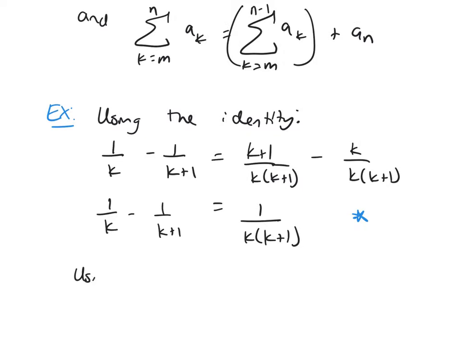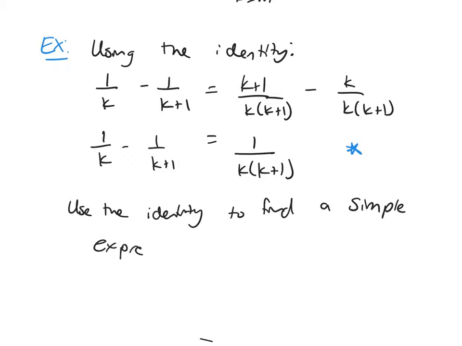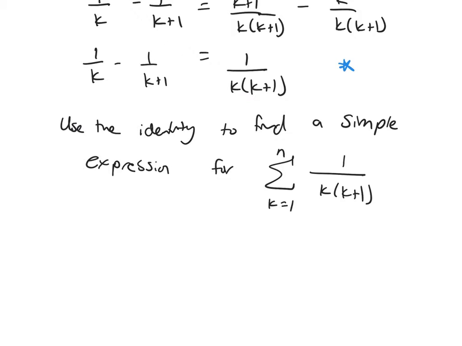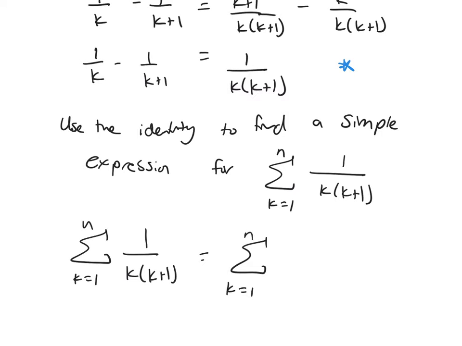So I want you to use the identity to find a simple expression for this summation: k equals 1 to n, 1 over k times k plus 1. So here I can use that identity to rewrite these terms, the summation from k equals 1 to n, 1 over k minus 1 over k plus 1.